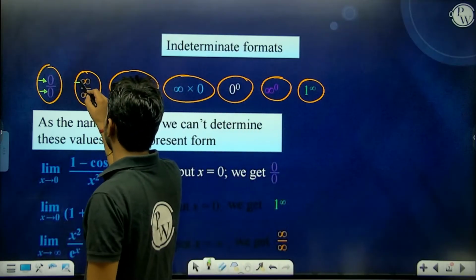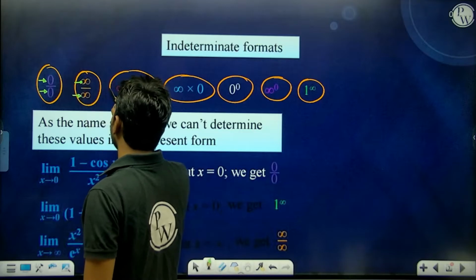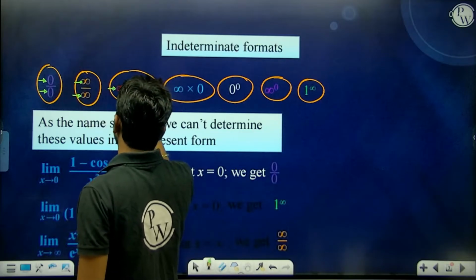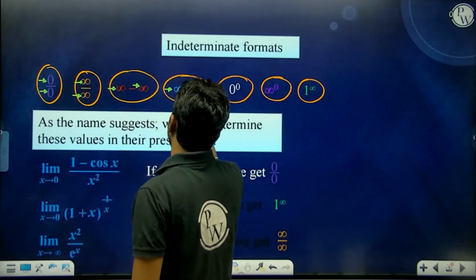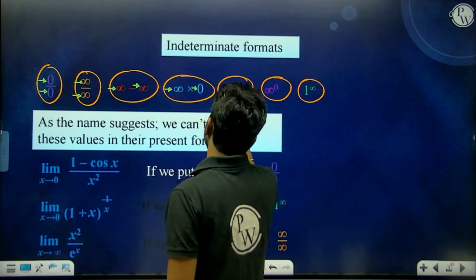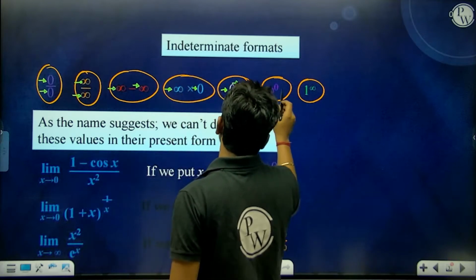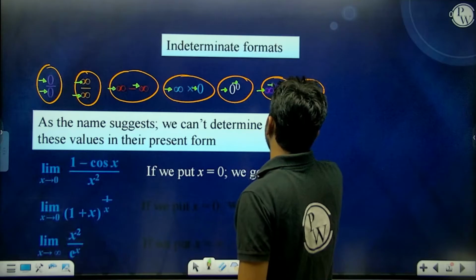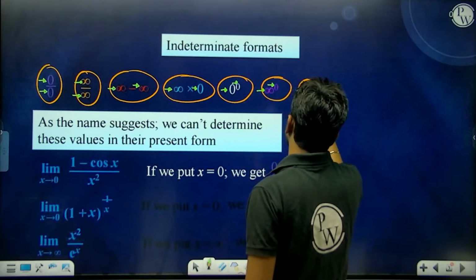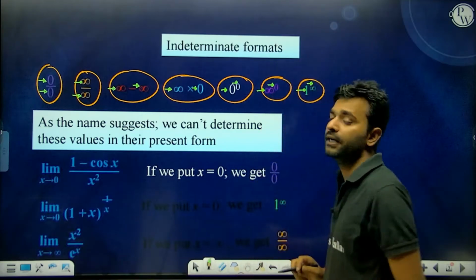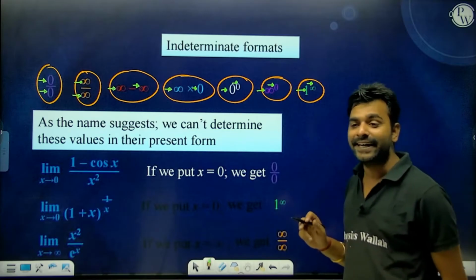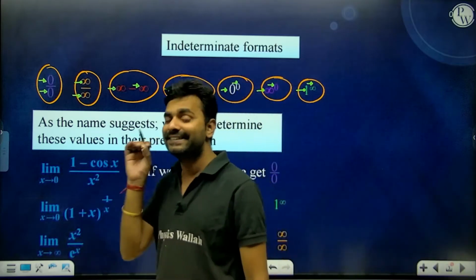Here also this is tending to infinity upon tending to infinity. This is tending to infinity minus tending to infinity. This is tending to infinity into tending to 0. This is tending to 0 to the power tending to 0. This is tending to infinity to the power tending to 0. And this is tending to 1 to the power tending to infinity. So these are all tending. Tending means close to, not exactly.